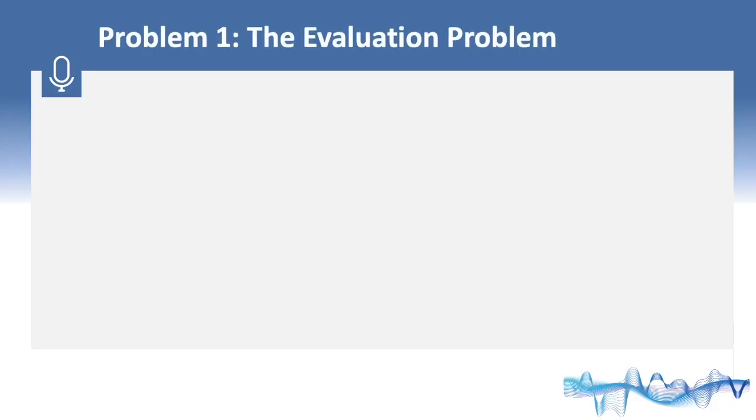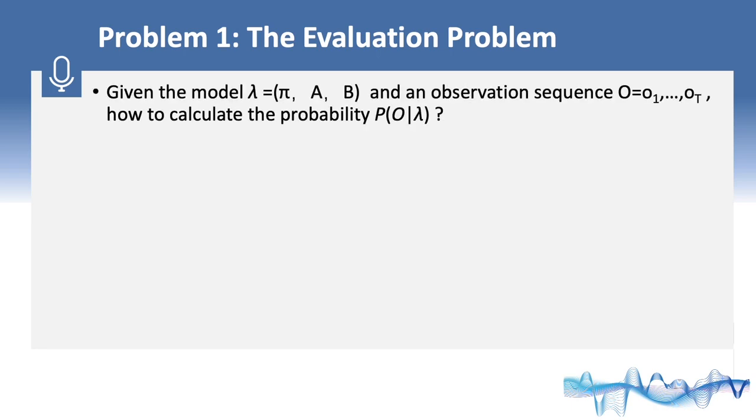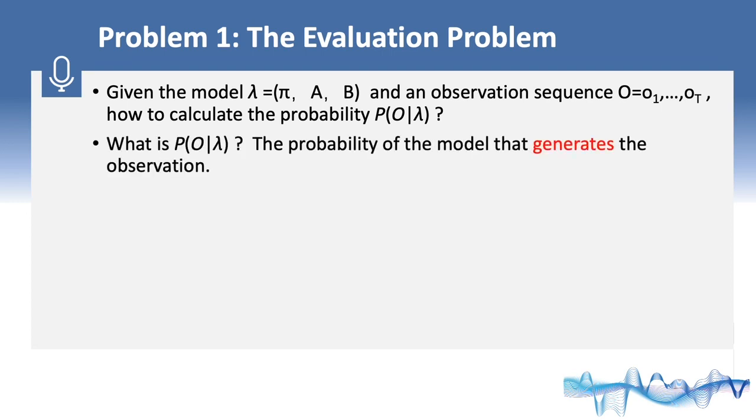Problem 1, the evaluation problem. Given the observation sequence O equal O1, O2, until OT, and the model lambda equal (Pi, A, B). How to calculate the conditional probability P(O|lambda)? That is the probability of the model that generates the observation. We can also view the problem as how well a given model matches a given observation sequence.